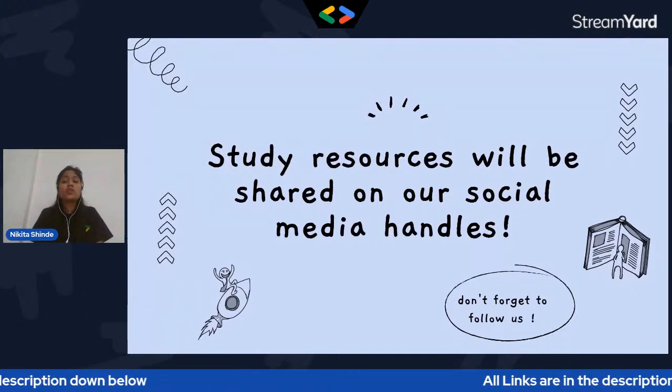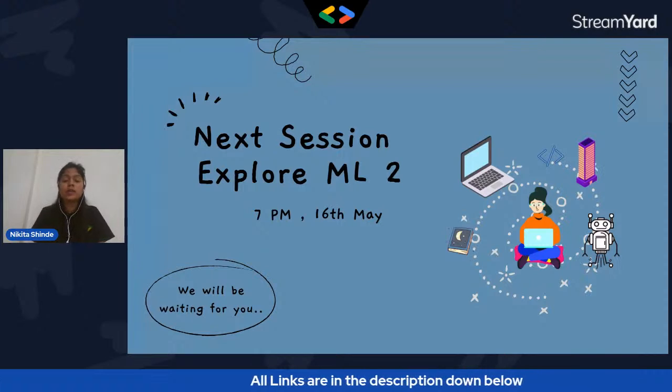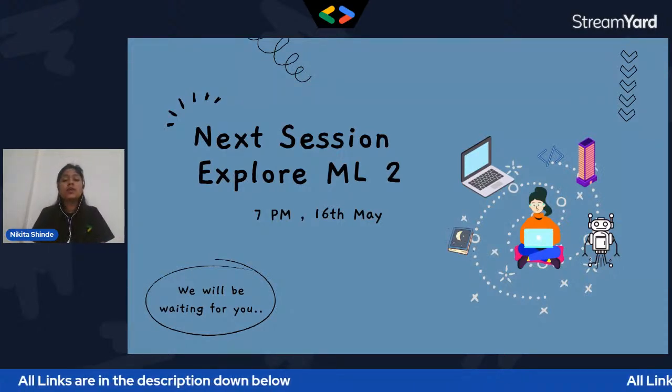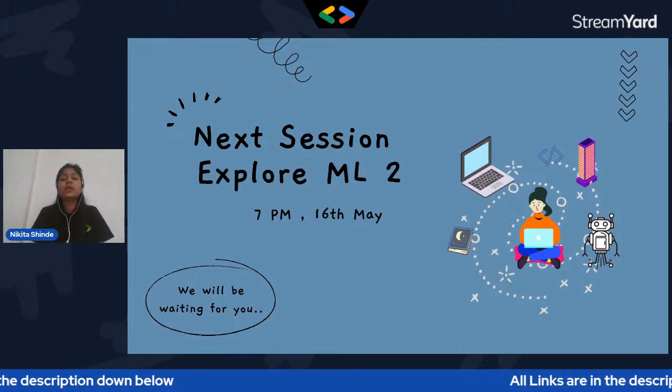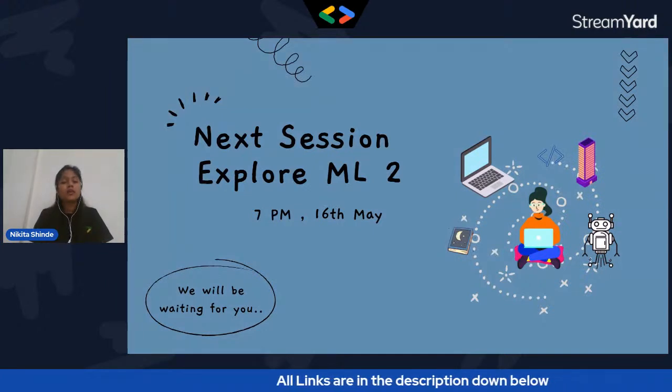The next event is going to take you to another level. The next event is all about exploring ML and knowing all about ML. Exploring ML Part 2 is going to be on 16th May. So don't forget to join in. We will be waiting for you guys.